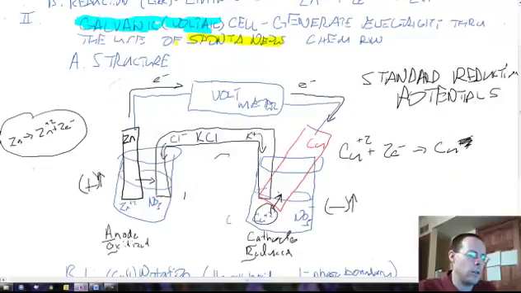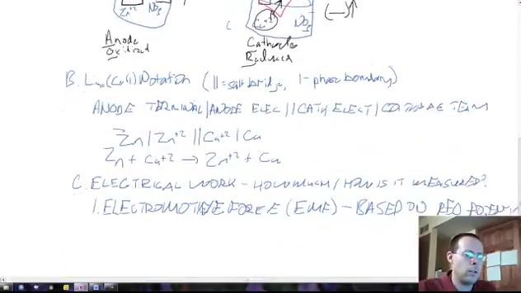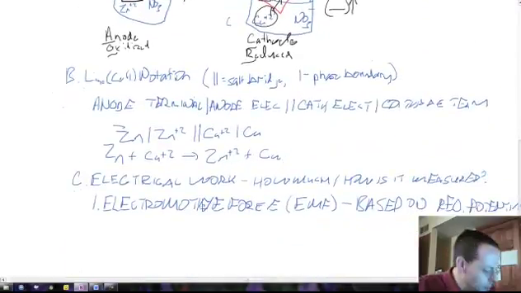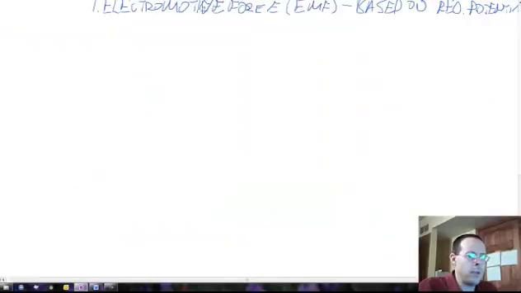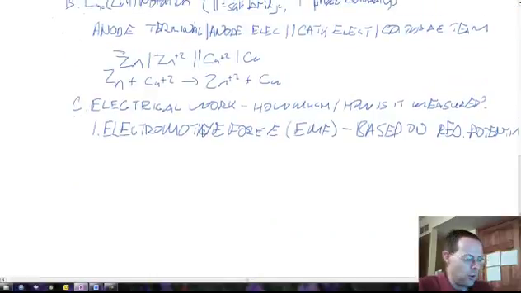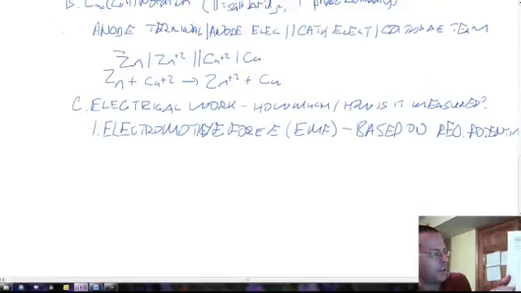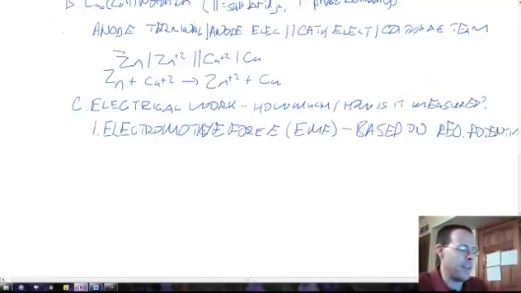Based on reduction potentials. Whoa. Reduction potential. And everything is measured against hydrogen. So as we kind of look at our standard reduction potentials, again, if we take this out, you're going to see that hydrogen is right in the middle, and it has a voltage of 0. So everything is based off of hydrogen being 0.